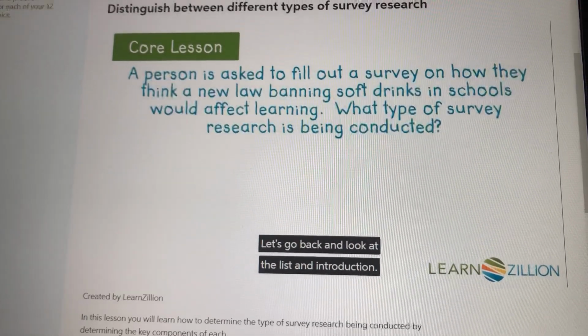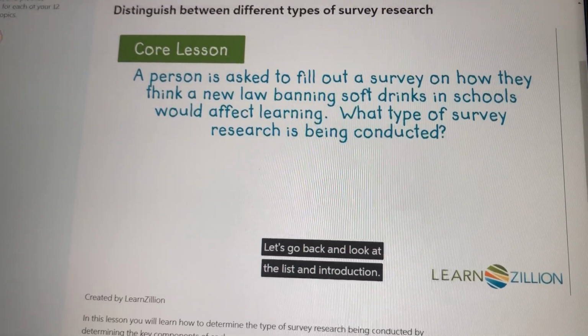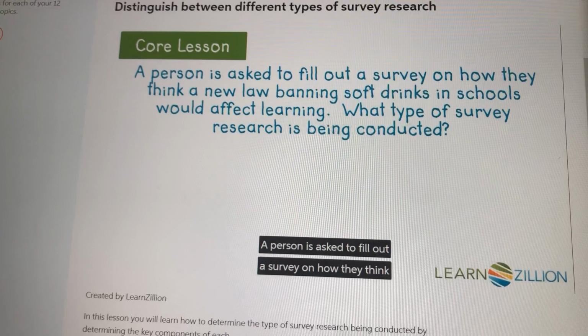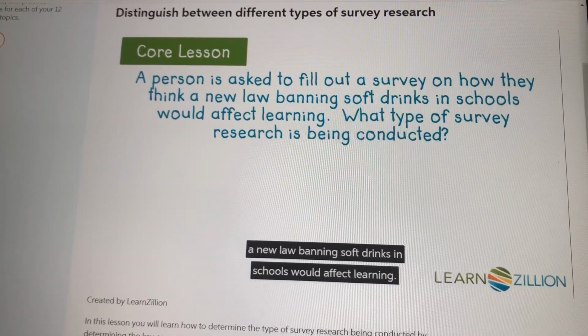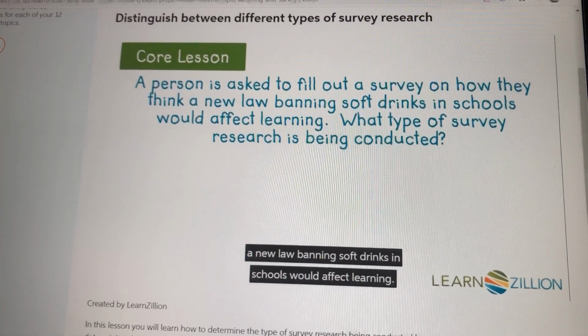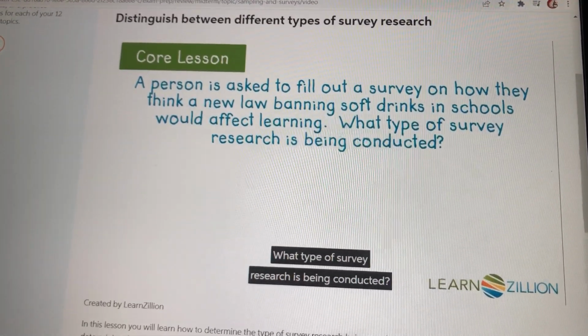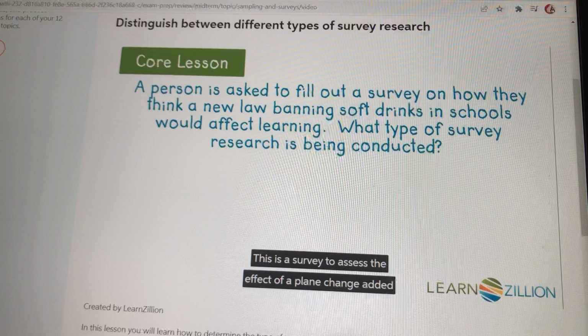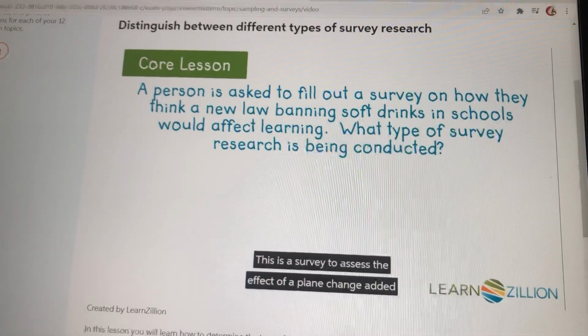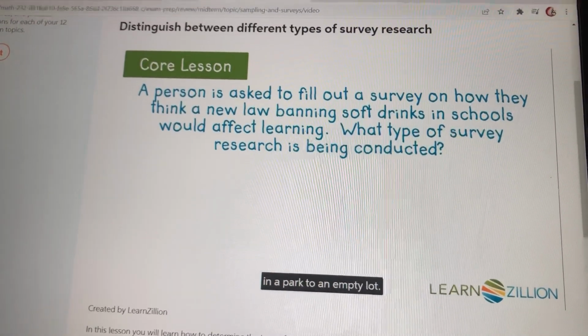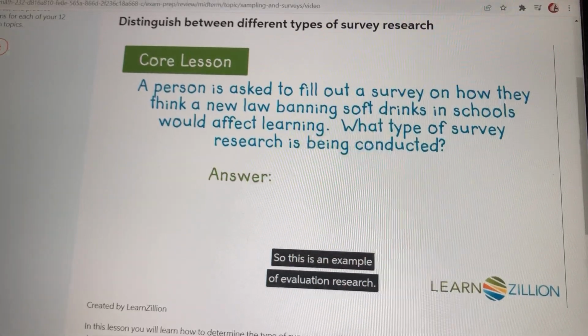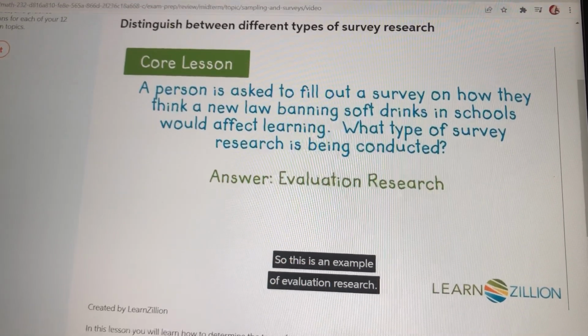Let's go back and look at the lesson introduction. A person is asked to fill out a survey on how they think a new law banning soft drinks in schools would affect learning. What type of survey research is being conducted? This is a survey to assess the effect of a planned change of adding a park to an empty lot. So this is an example of evaluation research.